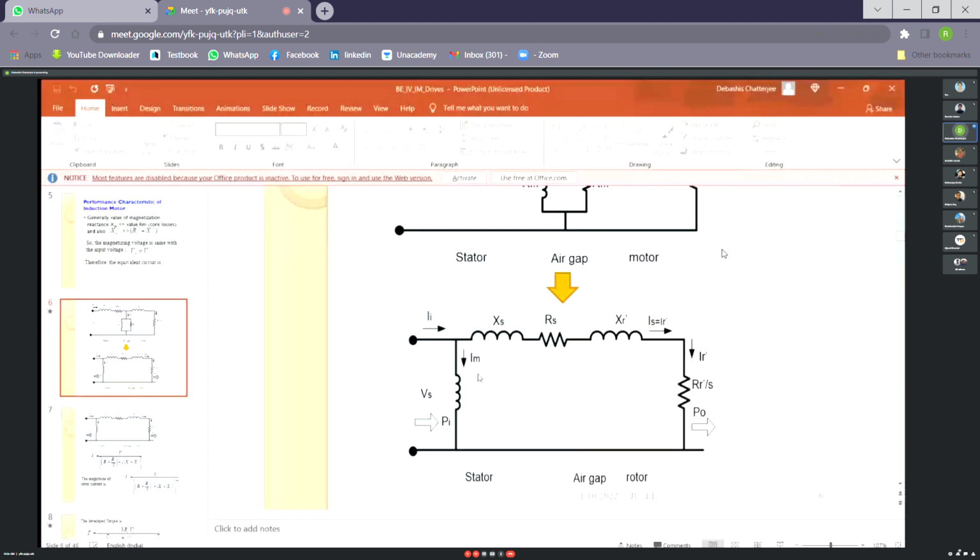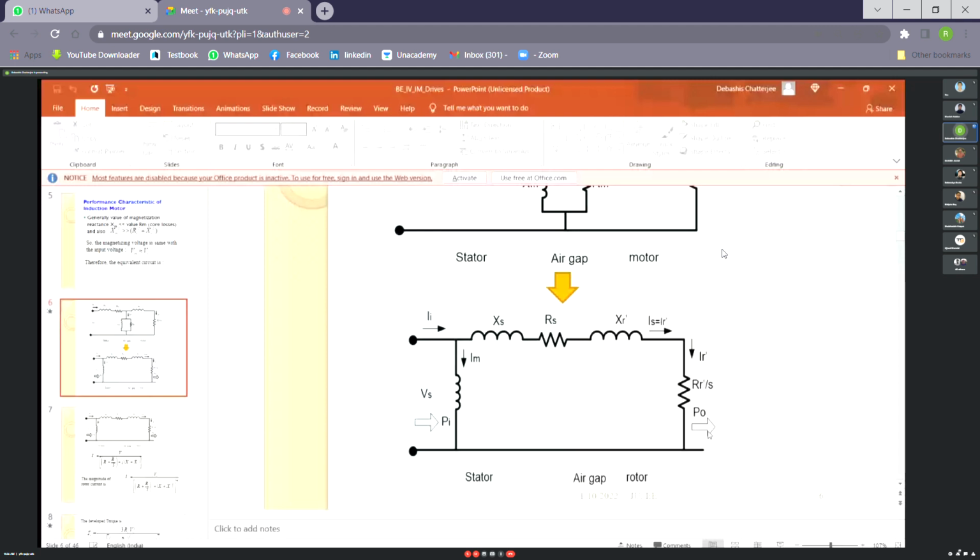So then you see XLS, Rs, XLR, Rr by s. In between you have the stator side, then the air gap, and then the rotor. And this is your output power P0, which you have read also.